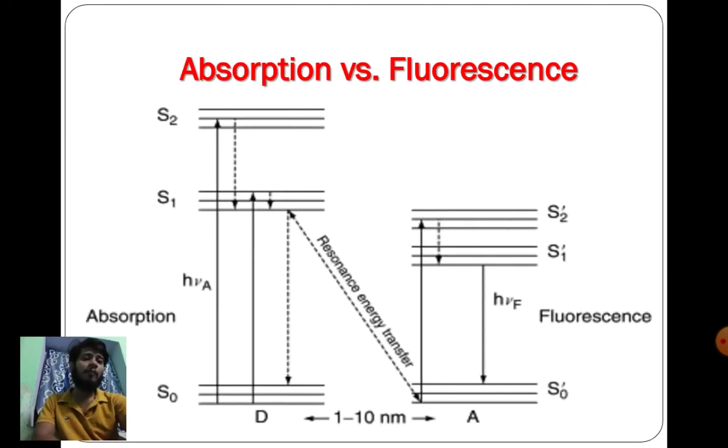Here h nu f. So when it comes down from S1 to S0, it releases a certain kind of light of a certain frequency, which is considered as nu f, and the energy of that photon is E equal to h nu f. In fluorescence spectroscopy we are dealing here with h nu f, and the graph is plotted against this h nu f and the emission light wavelength or frequency of energy.